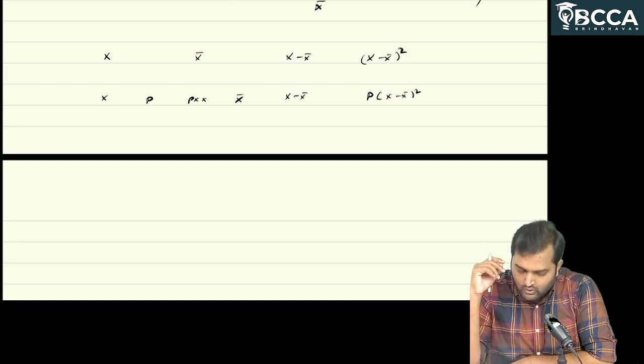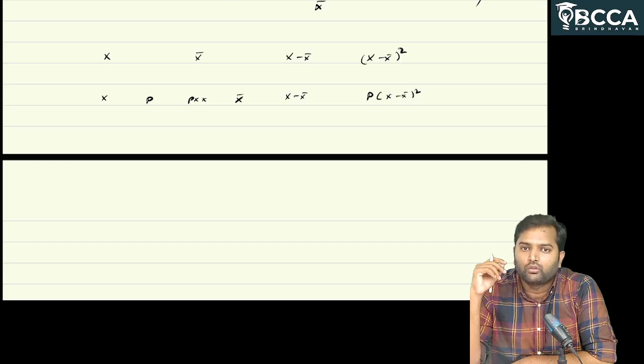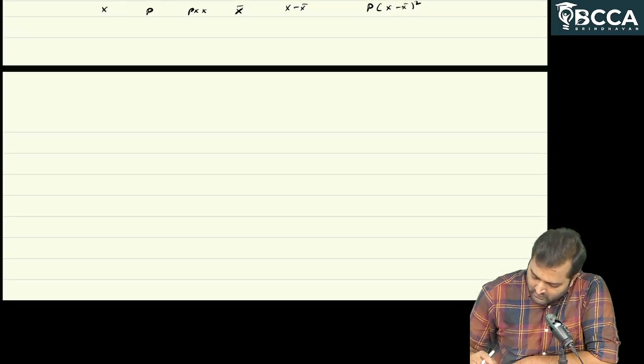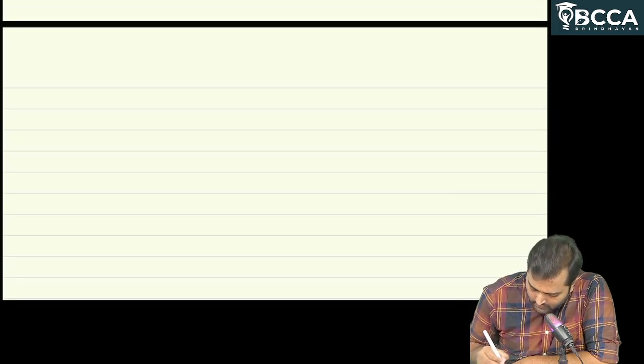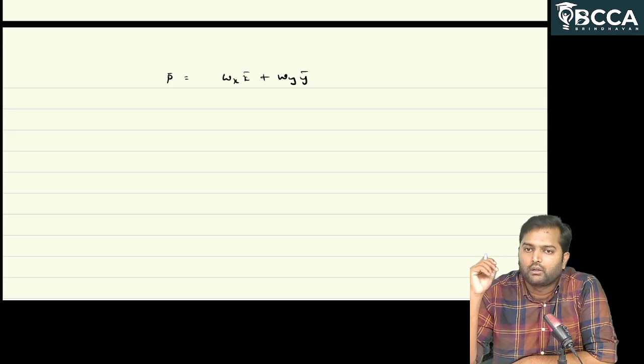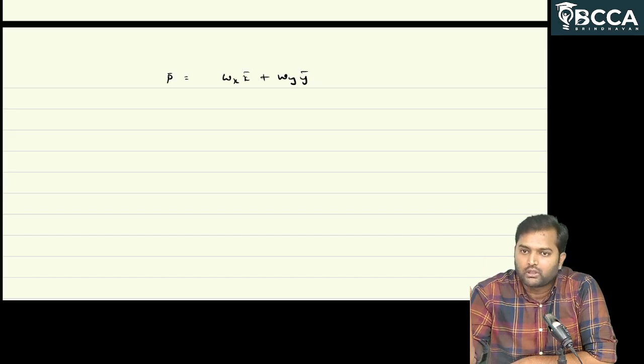After learning how to find out the return and risk of a security, we have learned how to find out return and risk of a portfolio. Return of a portfolio, P bar, is equal to WX x bar plus WY y bar and so on. Portfolio return is equal to the weighted average of security returns.